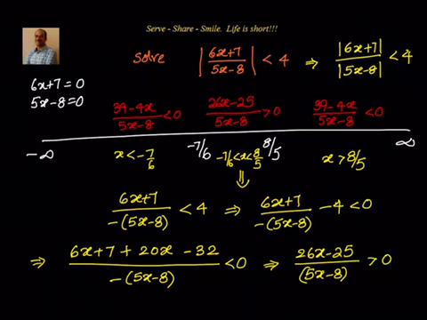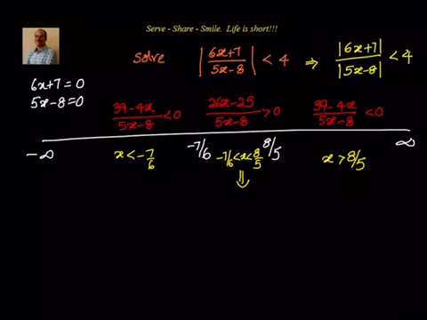So these are the three different inequalities we got. Now we have to solve them, find the solution for each one of them and club them together to find the total solution of the absolute value of 6x plus 7 divided by the absolute value of 5x minus 8 less than 4. So let's go to the next step. Now let us say this first interval is our first solution, second interval is second solution, third interval is third solution. We'll do one by one.